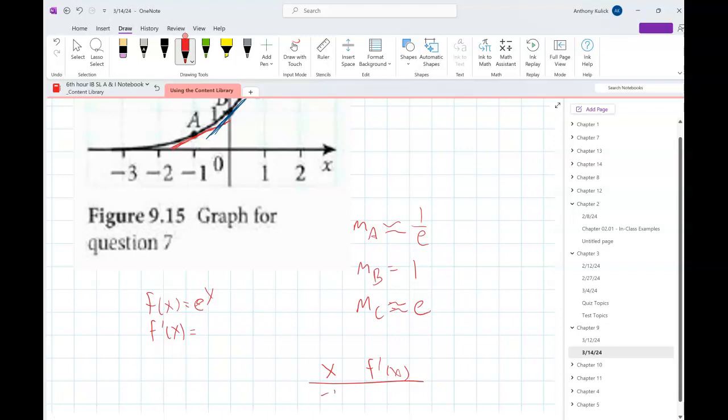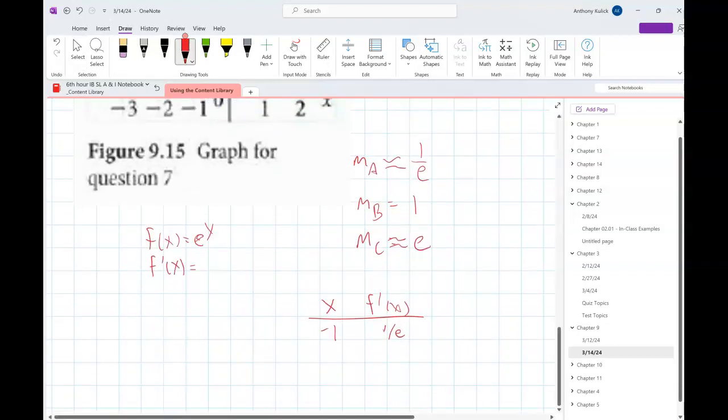So what we've shown here is when x is -1, the derivative was 1 over e. When x is 0, it's 1. And when x is 1, it's e. We're not multiplying by e. Well, kind of, I guess we are. But what would the function look like? What's the equation for that going to look like?